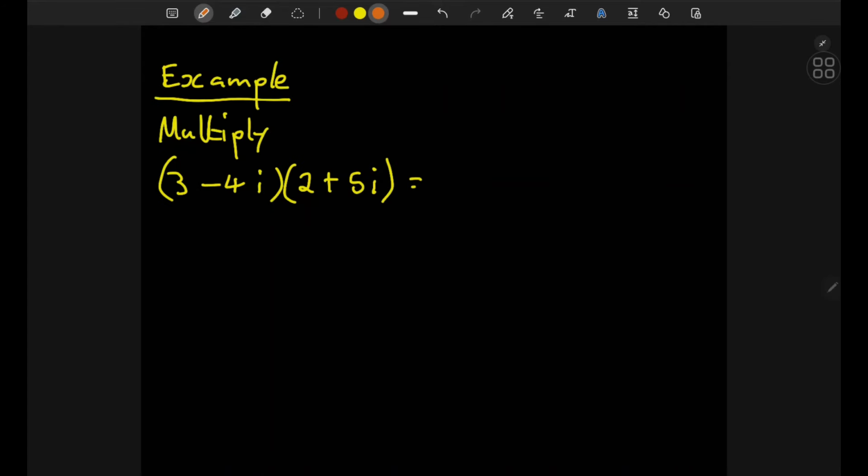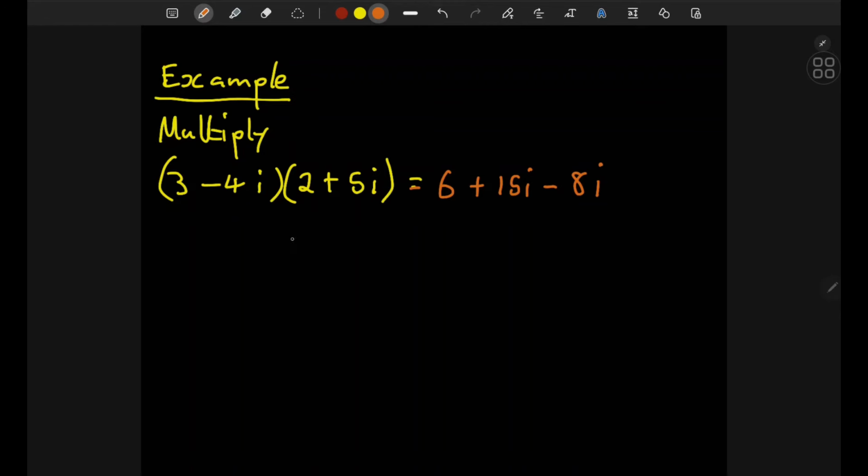Okay, so here we have an expression that we need to resolve. So now our multiplication, we'll use the normal expansion that we know. So we'll have 3 multiplied with 2, and that is 6. Then 3 multiplied with 5i, we'll have positive 15i. Then negative 4i with 2, we'll have negative 8i. Then negative 4i multiplied with 5i.